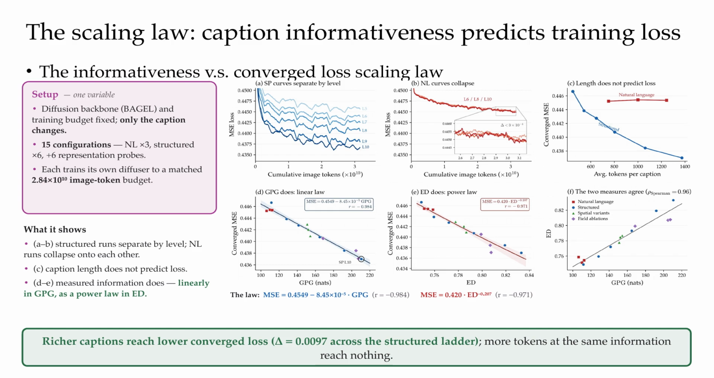This is the controlled sweep. Fix the backbone and the budget, vary only the caption. 15 configurations, each training its own diffuser to the same matched token budget. Top row, structured props separate cleanly by detail level, natural language captions collapse together, and length does not predict loss. Bottom row is the law. Converged loss falls linearly in GPG, and as a power law in ED, and the 2 measures agree on the ranking at a Spearman rho of 0.96. Information is the bottleneck, not length.